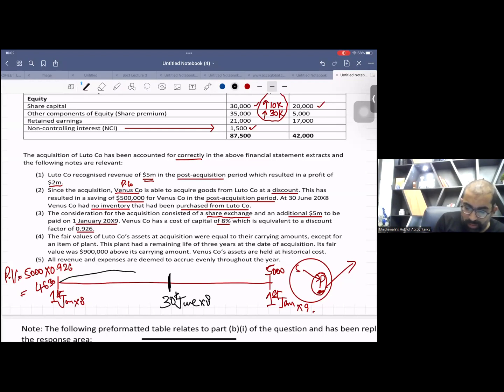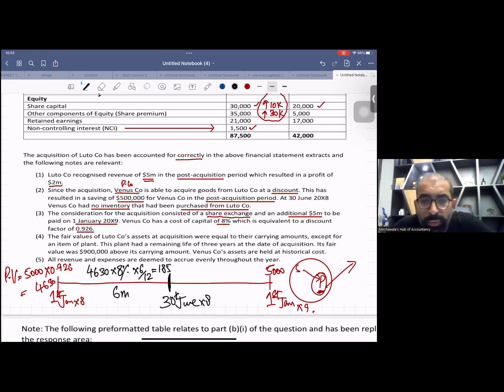So in this consolidated income statement, you should have booked 6 months interest. In the consolidated income statement above, the accountant has correctly booked the 6 months interest. Can anybody calculate the 6 months interest? What is the amount of liability? 4630. The amount of liability is 4630 times 8% times 6 upon 12. This is 185.